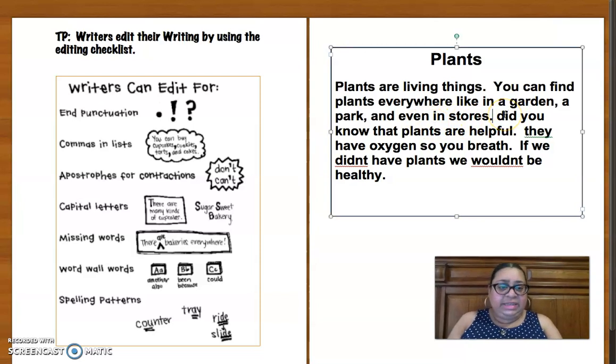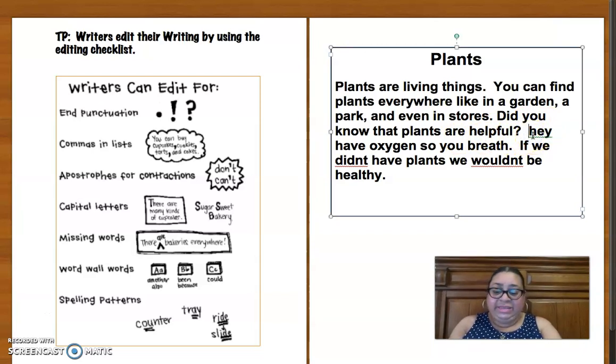Let's go to the next sentence. Ugh. Can you see my mistake already, guys? Yeah, my capital is totally not correct. Did you know that plants are helpful? Oh, wait a minute. A did you know is a question. I gotta change that punctuation. Did you know that plants are helpful? They have oxygen so you breathe.